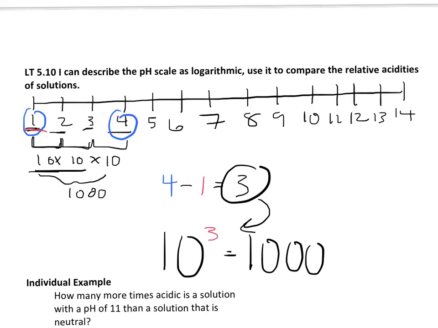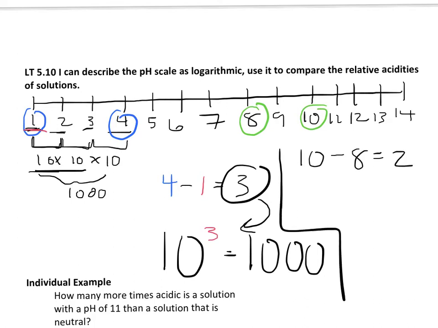Or another example could be, let's look at two substances with a pH of 8 and a pH of 10. And the question might say, which one of these is more acidic and by how much? So if we take the difference here, we would take 10 minus 8, which is 2. And we would take 10 and put it to the second power, which would be 100. So you would say that the substance with a pH of 8 is 100 times more acidic than the substance with a pH of 10.